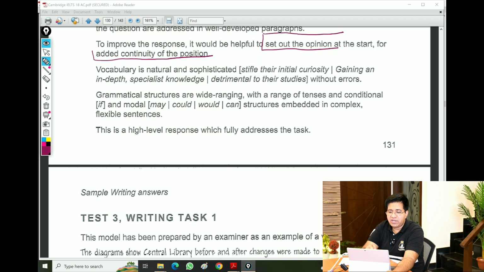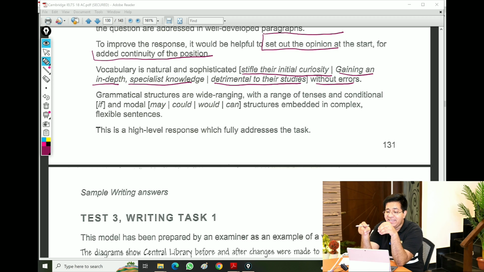Vocabulary is natural and sophisticated. I told you words like stifle their initial curiosity, gaining an in-depth knowledge, specialist knowledge, detrimental to their studies, without errors. The words have been used very carefully. Now guys, it doesn't mean that if you use these words in your essay, you will get band 9. I know what you were thinking. It's not that, okay? So don't try to cheat with these words. Yes, if there is a topic related to education, you can put these words. So not bad to learn these words.